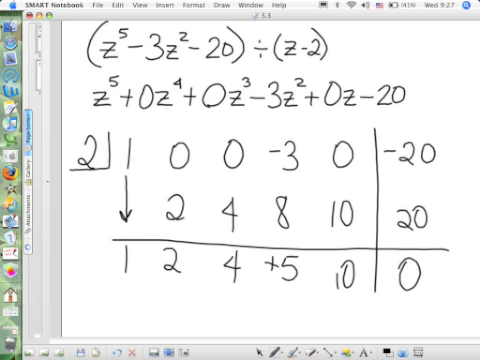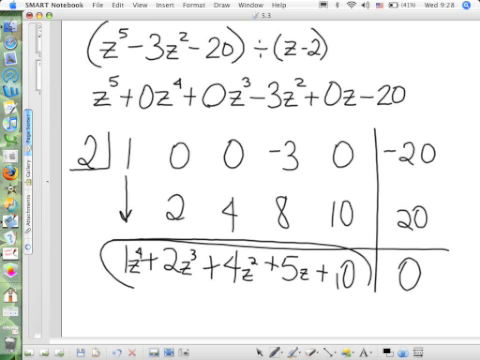If the first exponent on my z was the 5th power, what's the first exponent in my answer? The 4th power. And then I just go on down the line. Z to the 4th, z cubed, z squared, z, no z. But you need to put your little addition signs. This is positive, positive, positive, positive. And there was your answer.